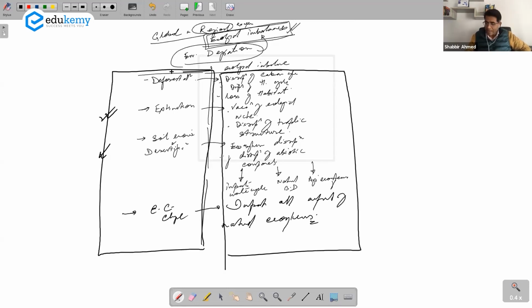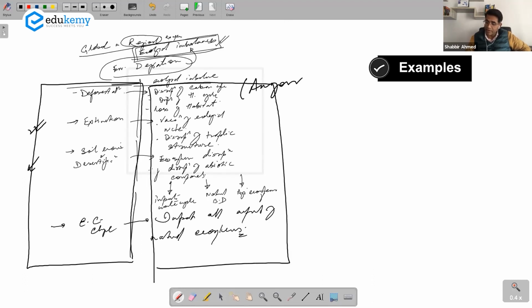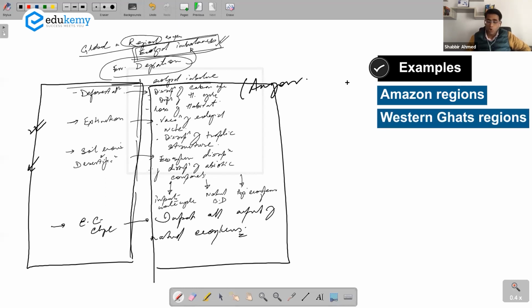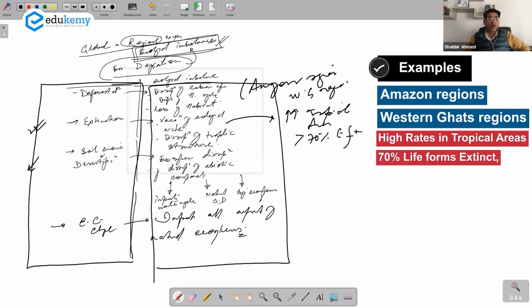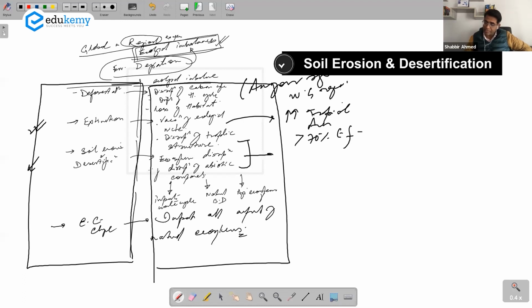Okay. Do we have examples of deforestation? Amazon region, Western Ghats region. Do we have examples of extinctions? Yes, a very high extinction rate in tropical areas. More than 70% of life forms have gone extinct, lost biodiversity. Do we have examples of soil erosion, desertification?